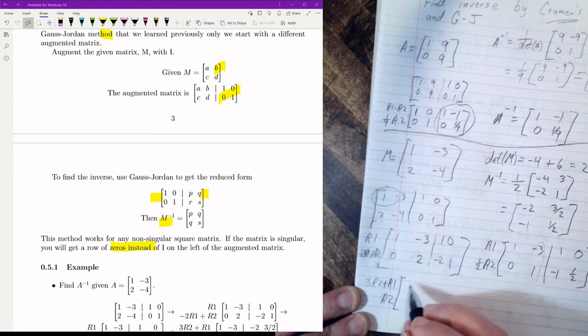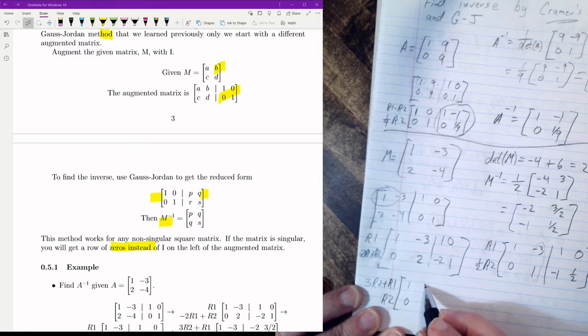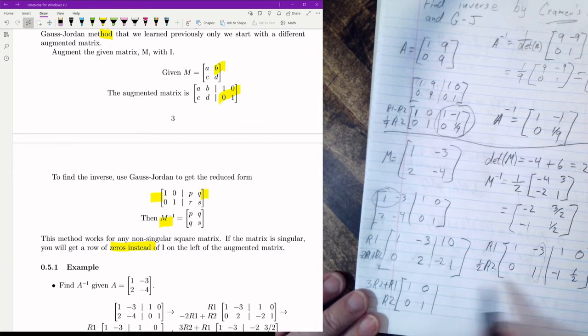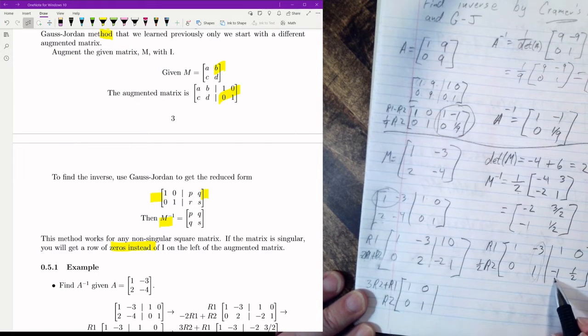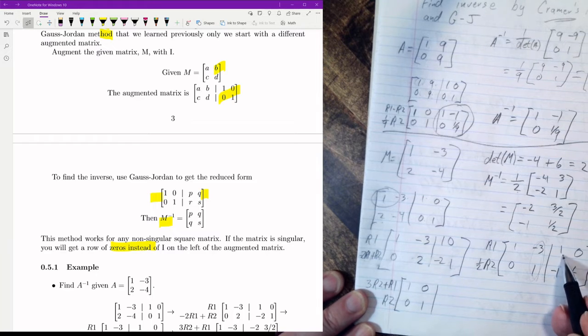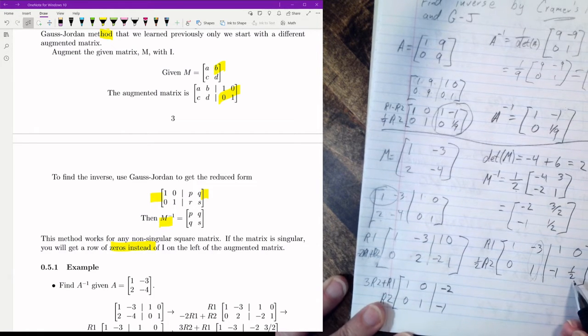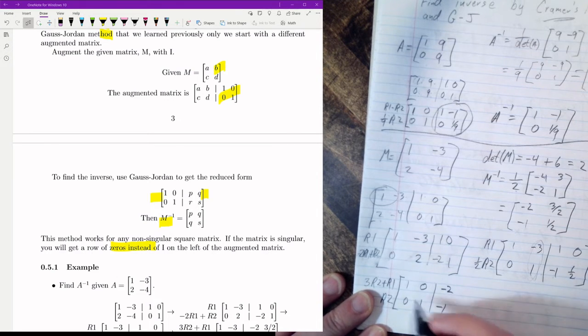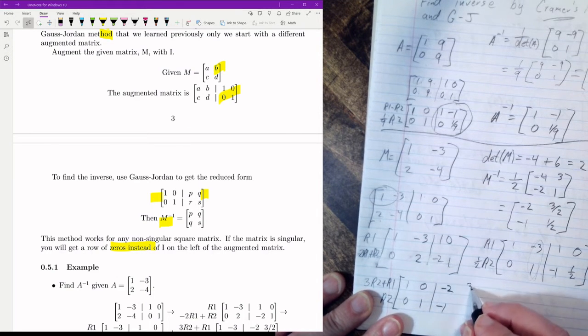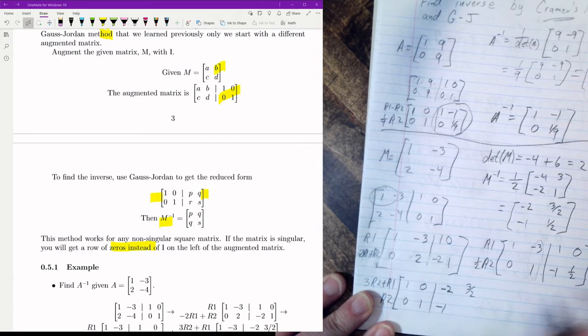So that'll give us a 1 and a 0. Those don't change. It'll give us a 0 and a 1. And then 3 times row 2 is minus 3. Minus 3 plus 1 is minus 2. And then this will be a minus 1 yet. And then minus 3 times 3 halves. 3 halves plus 0 is 3 halves. And 1/2.